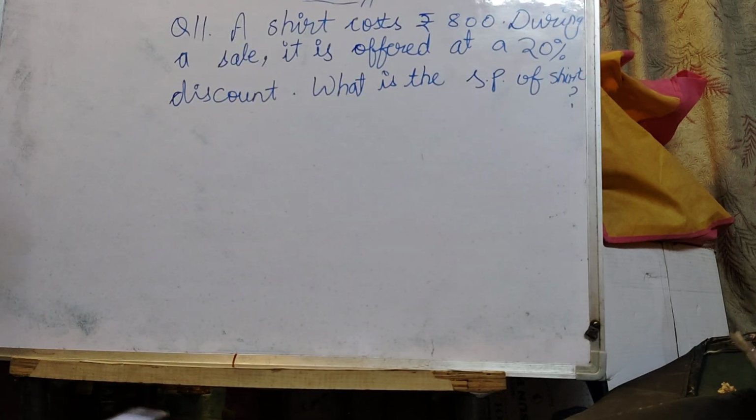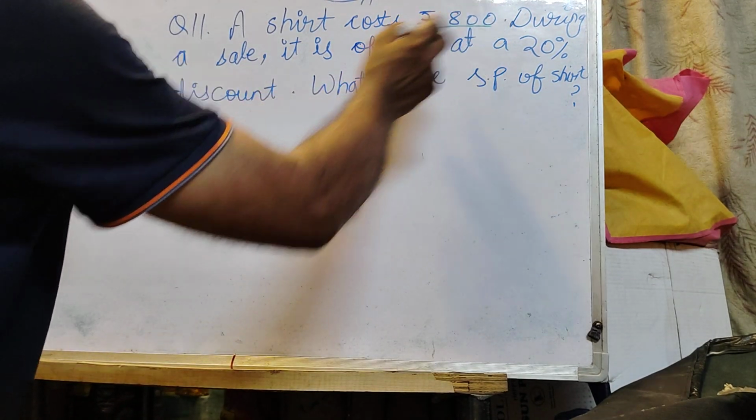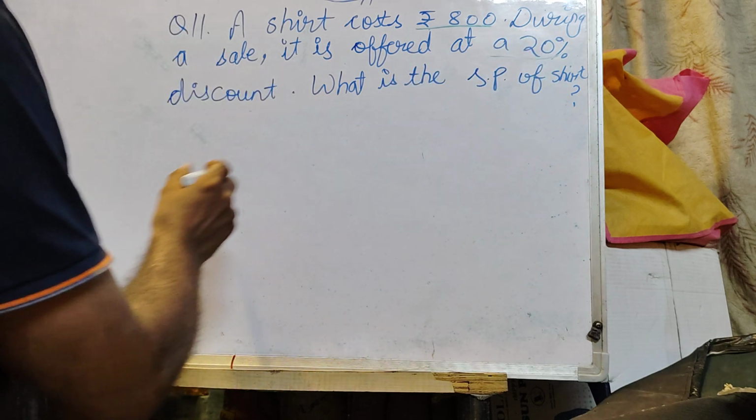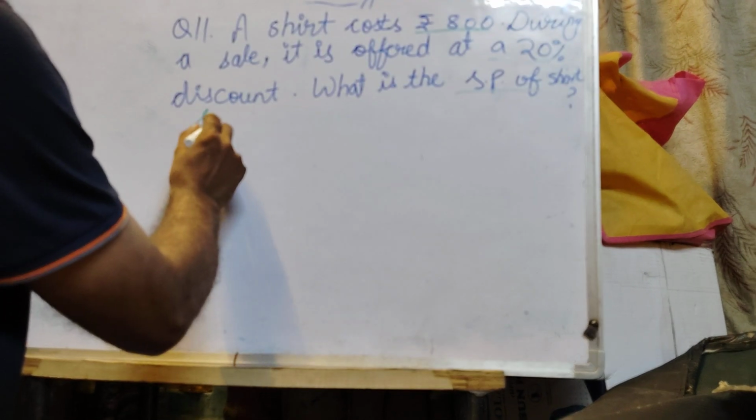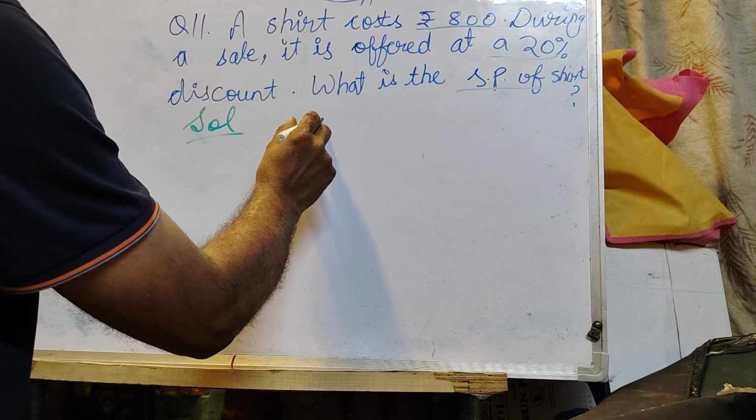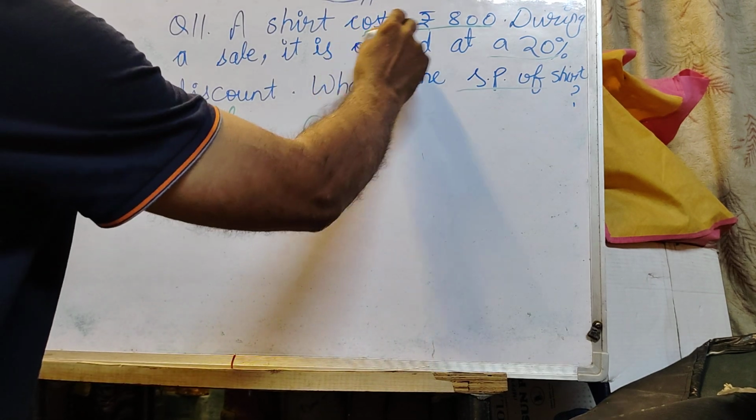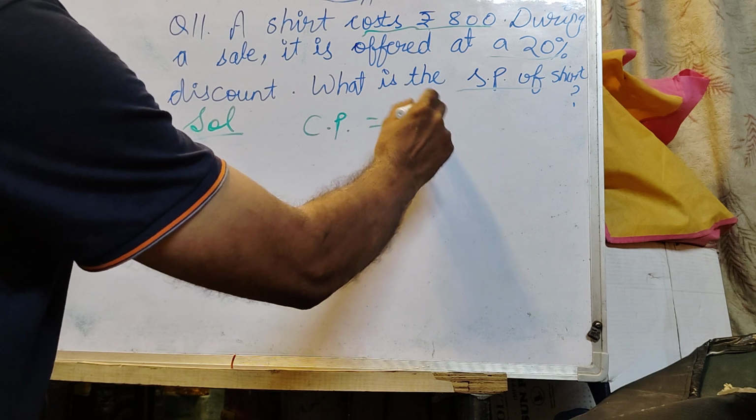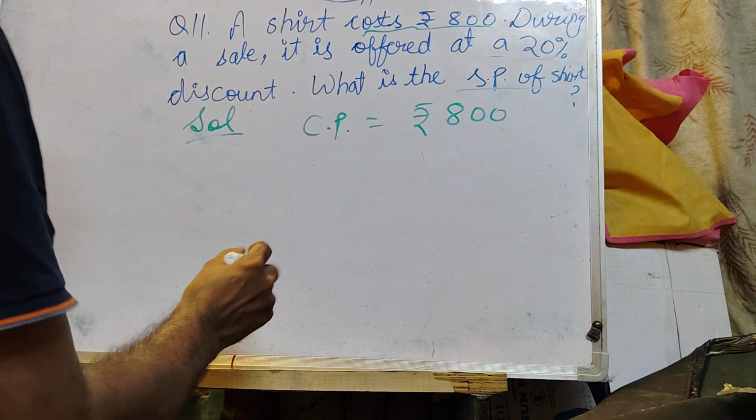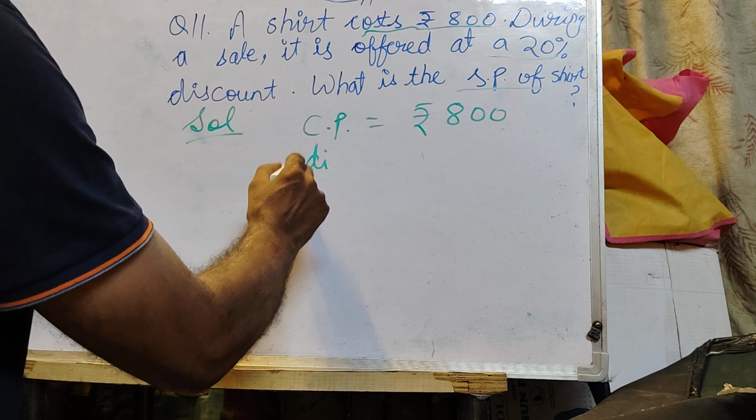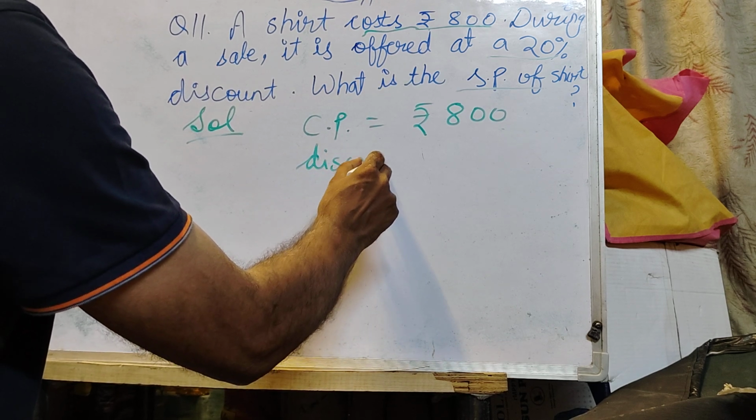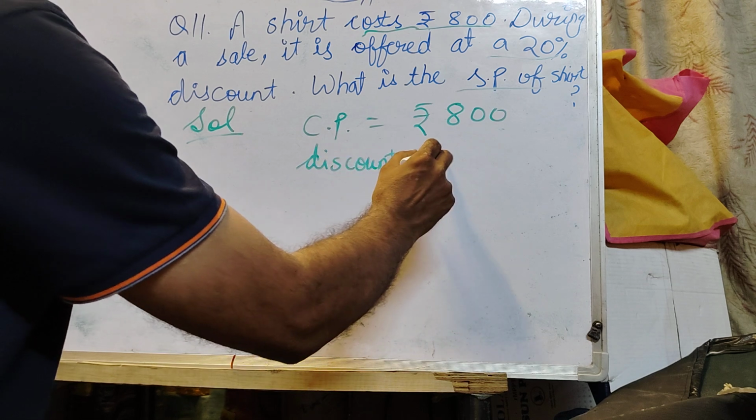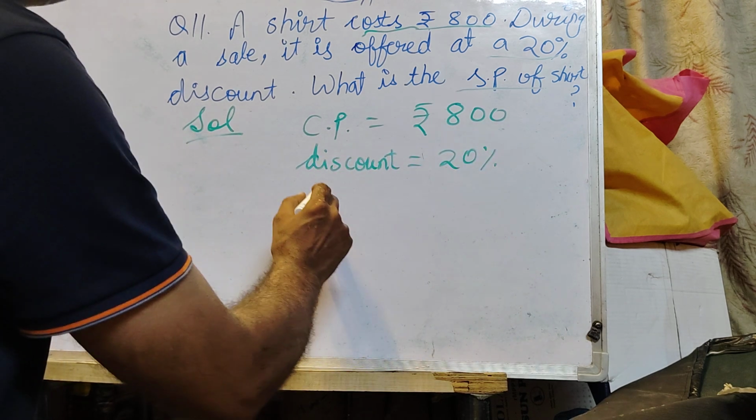In the 11th question, a shirt's cost is rupees 800. During a sale it is offered at 20% discount. What is the selling price of the shirt? So you can see the cost price, CP, is rupees 800. This is the price of purchasing. And discount means loss of the shopkeeper but profit to the purchaser. So discount is 20%, and we find the discount value.